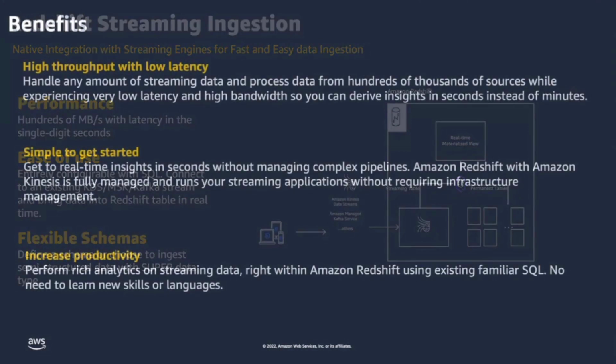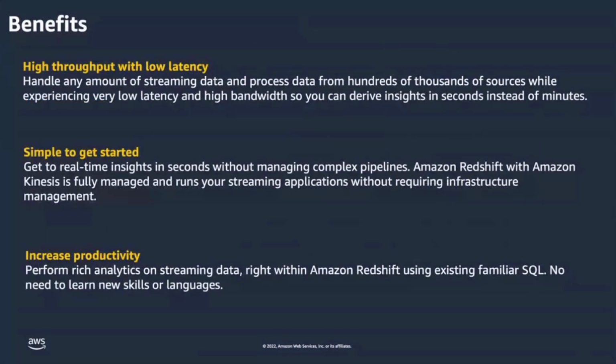Now let's talk about some of the benefits. One of the key benefits is definitely high throughput with low latency. Amazon Redshift can handle and process several gigabytes of data per second from Kinesis Data Streams. This allows you to experience low latency and high bandwidth when consuming the streaming data, so you can derive insights from your data in seconds instead of minutes.